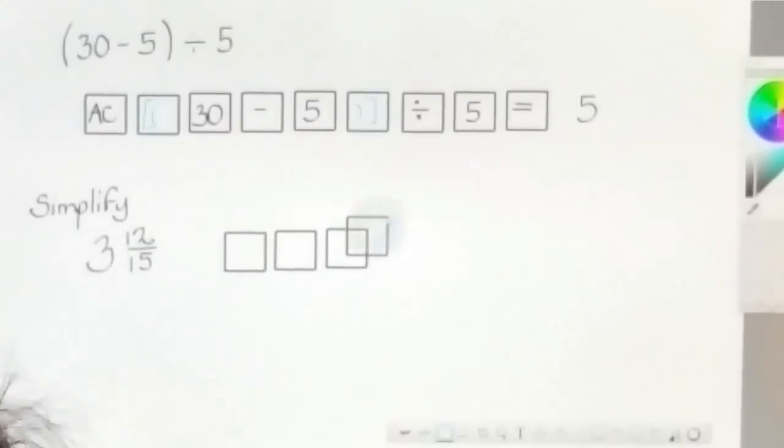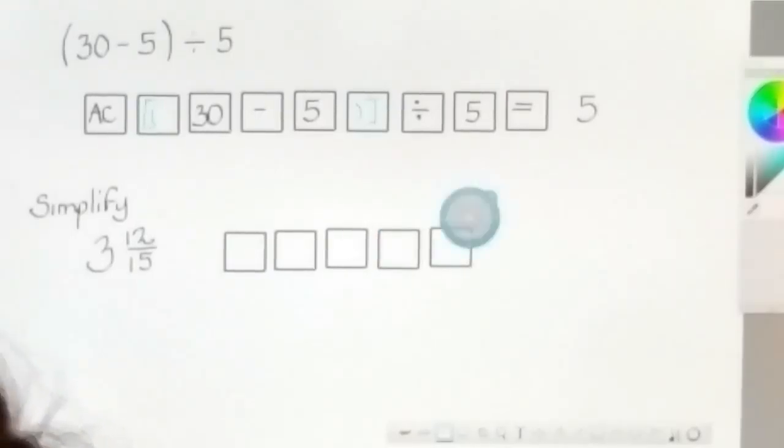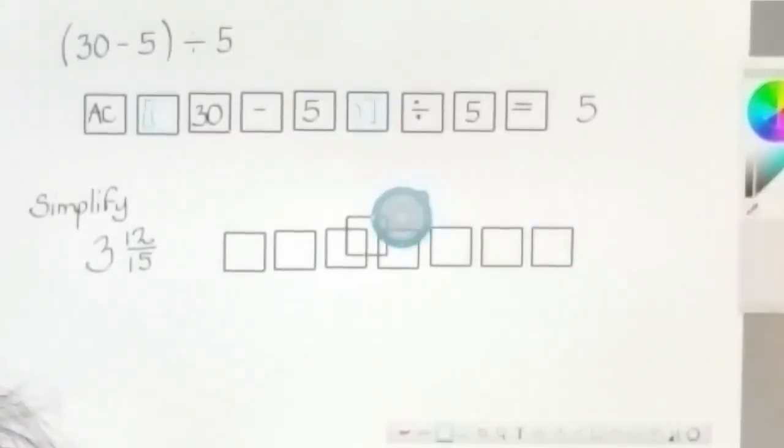3, ABC, 12, ABC, 15, and always at the end, press equals. I believe I got enough boxes here. I hope so.